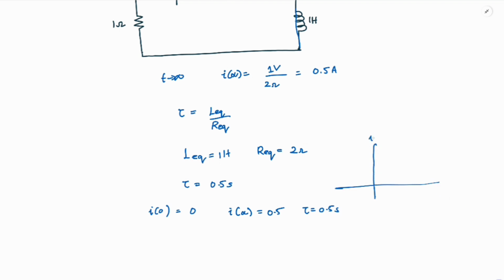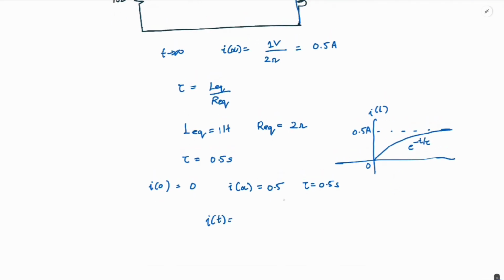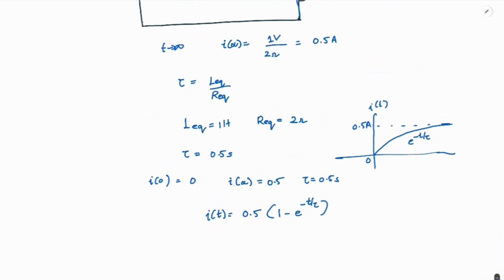So how will the I of t graph look like? Initially it is 0 and finally it goes to 0.5 ampere. So since it is a first order RL circuit, the I of t can only take this path, right? And it is of some exponential nature, e power minus t by tau. So my I of t is nothing but 0.5 should be the final value. So at t equal to 0, it should be 0. So I'll write it as 0.5 into 1 minus e power minus t by tau. So if you see at t equal to 0, this exponential becomes 1, so 1 minus 1 becomes 0. Similarly, when t tends to infinity, this term goes away and whatever is here will appear as it is. So this is your I of t equation.